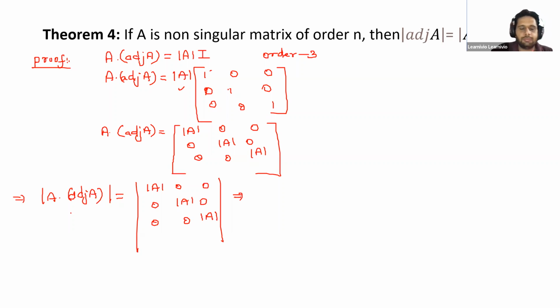Now, anyone can tell me, here we have two matrices, A and adjoint of A. If we are finding the determinant of the multiplication of these, then on the basis of theorem third, what can we write? Please apply theorem third on this: determinant of A into adjoint of A. You can tell me right now. So determinant of A into determinant of adjoint of A. Very good.